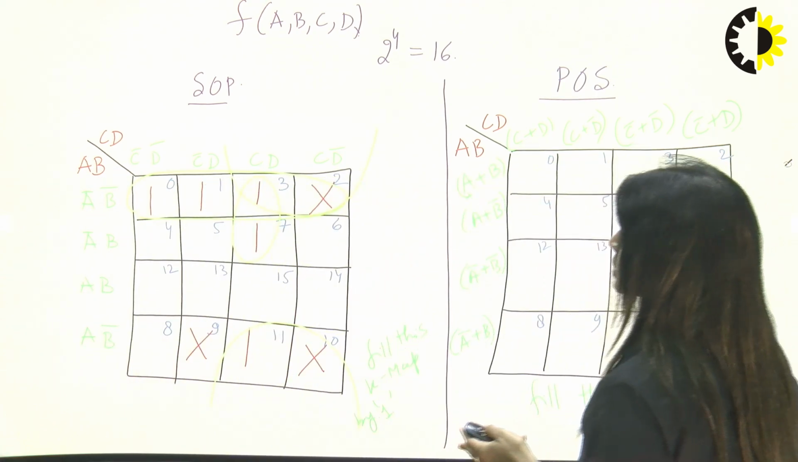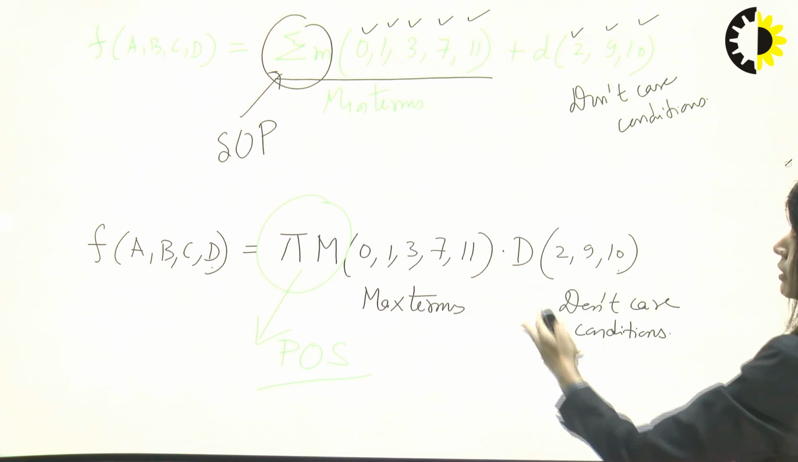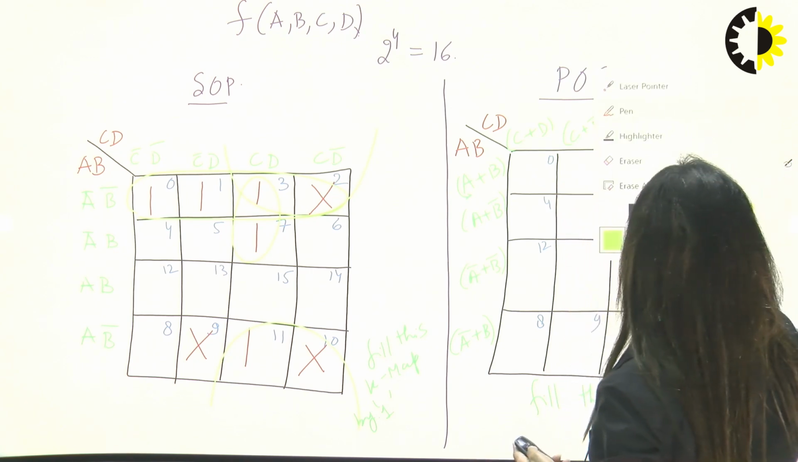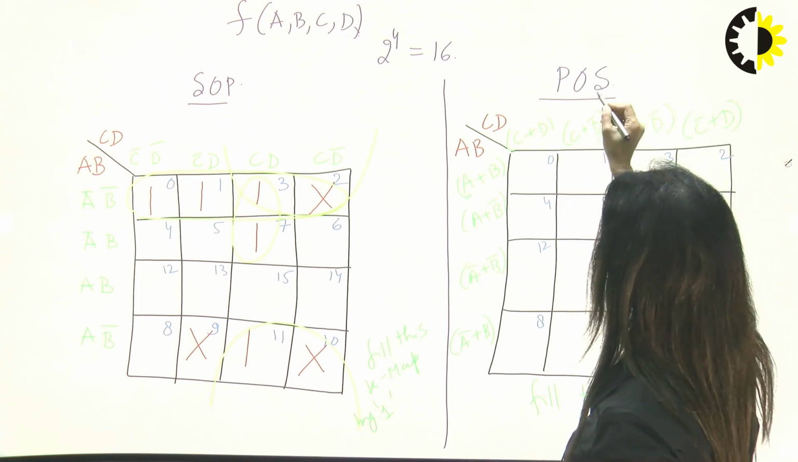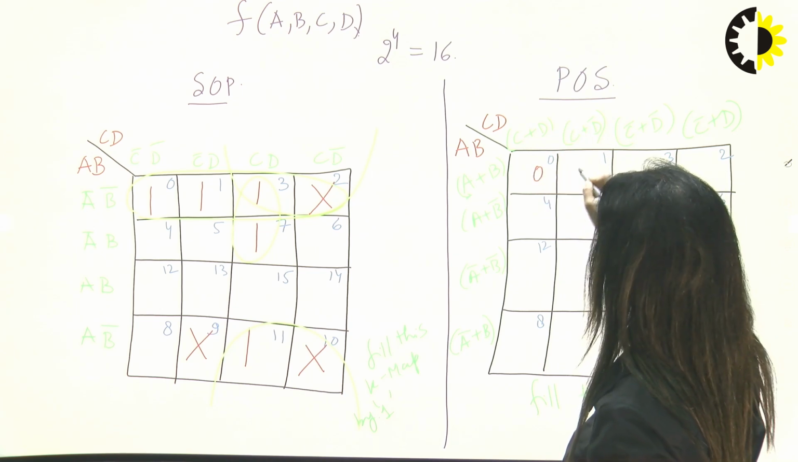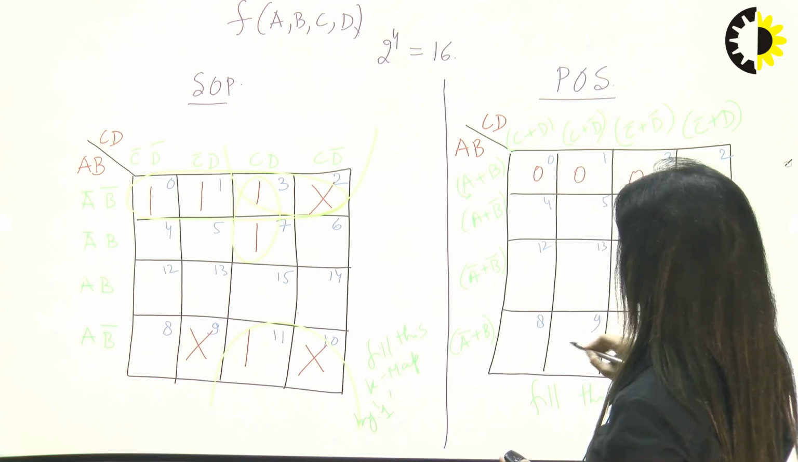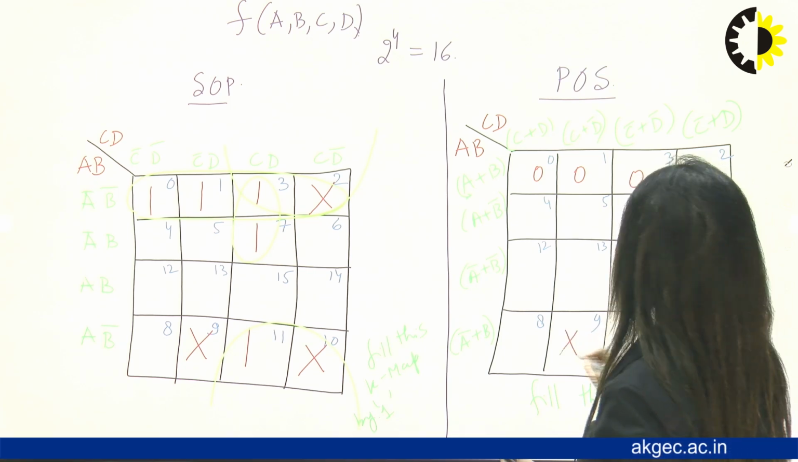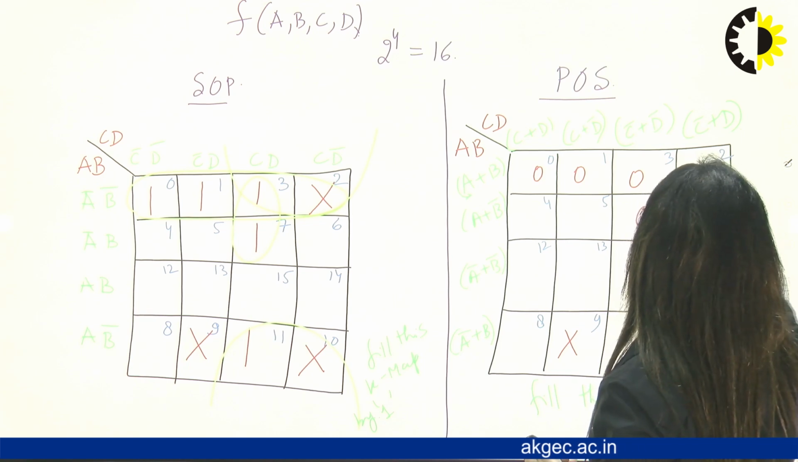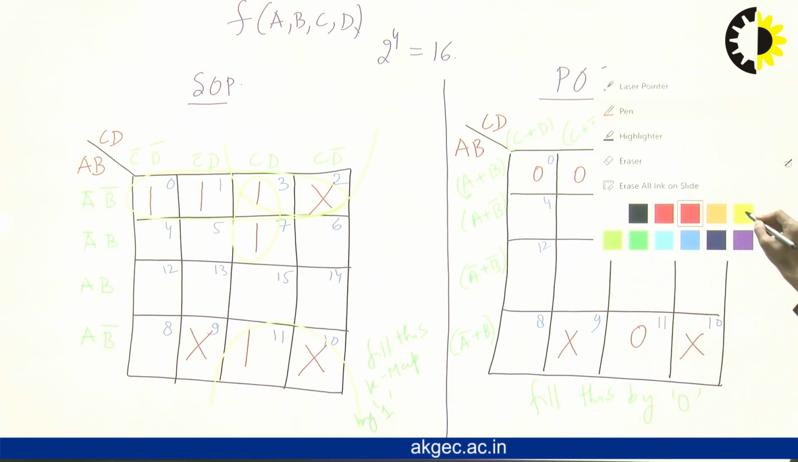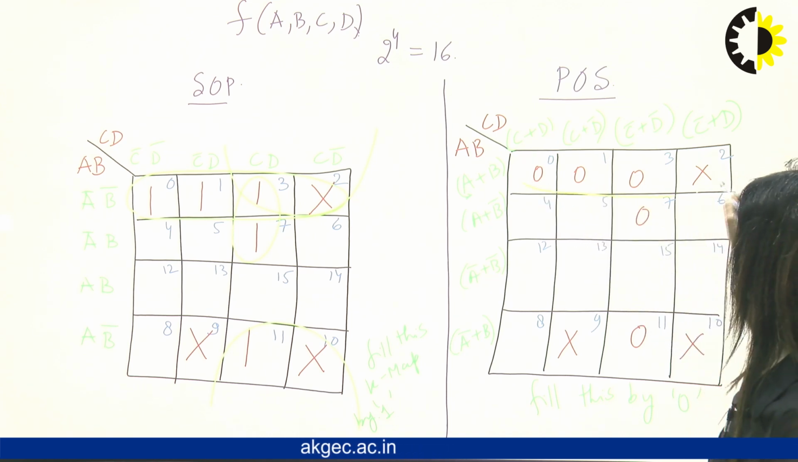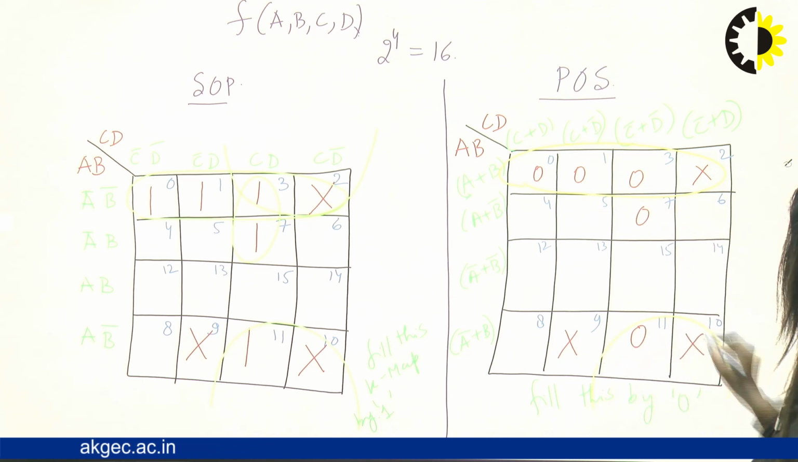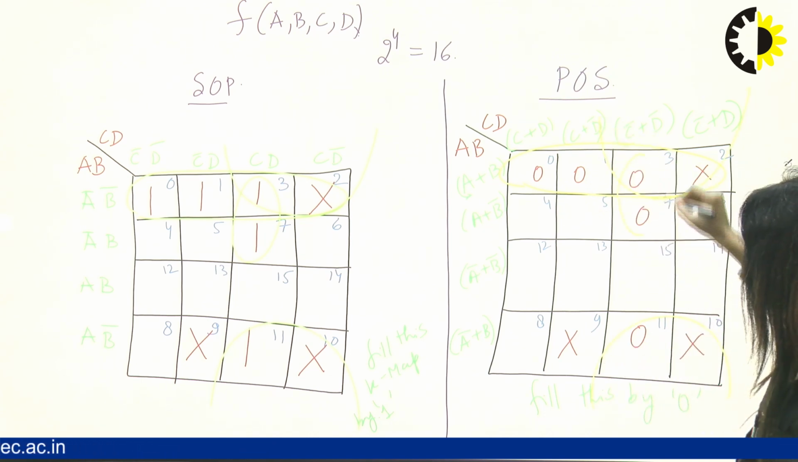Now the problem is the same: 0, 1, 3, 7, 11. Now this is a POS problem, so I will fill it by using zeros. And the cross I will fill in the same manner. Again, I will decide my quads and pairs in the same manner. There is one octet, one more octet to cover the 0, and one pair.